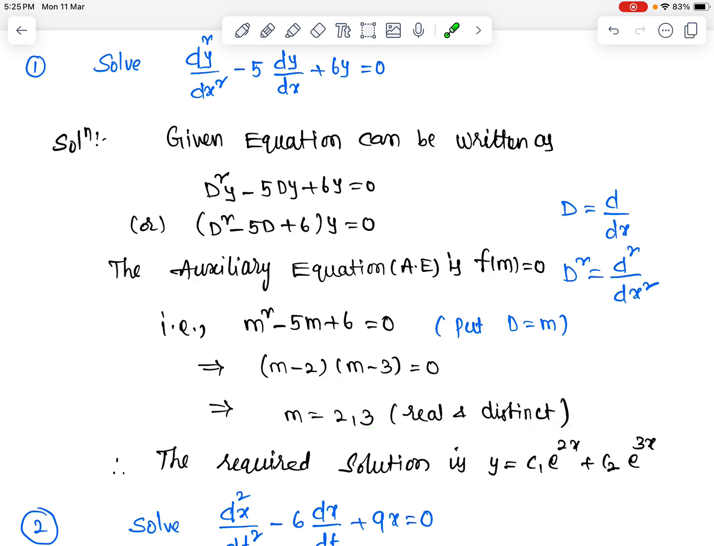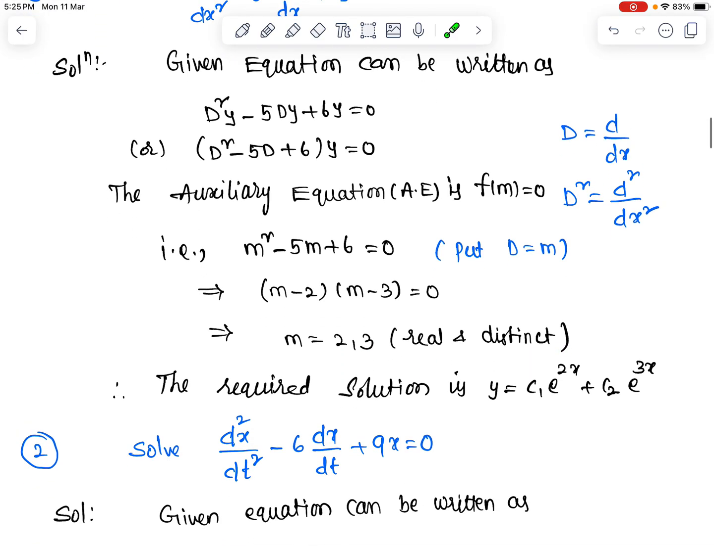Okay, real and distinct means what is the general solution? I already gave the general solution in the first class. What is that? Here these are the m1, m2 values: c1 into e power m1x plus c2 into e power m2x. In place of m1 we need to put 2, in place of m2 we need to put 3.